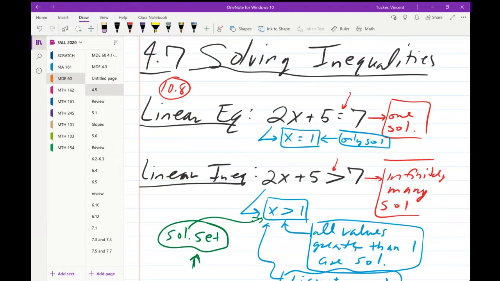Now when you solve, you're going to have one solution for the linear equation. For your linear inequality, you have infinitely many solutions. Or in other words, a solution set.